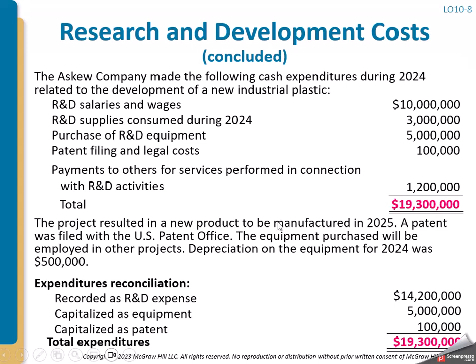So then what we would have in our expenses for research and development would be all the rest of the costs. So the $19,300, the $14,200 is going to all be recorded as the R&D expense. So the 10 million salaries and wages, the supplies consumed, and then those payments for services. Then they list out that we capitalize the $5 million of equipment, and then we capitalize the legal costs for the patent.